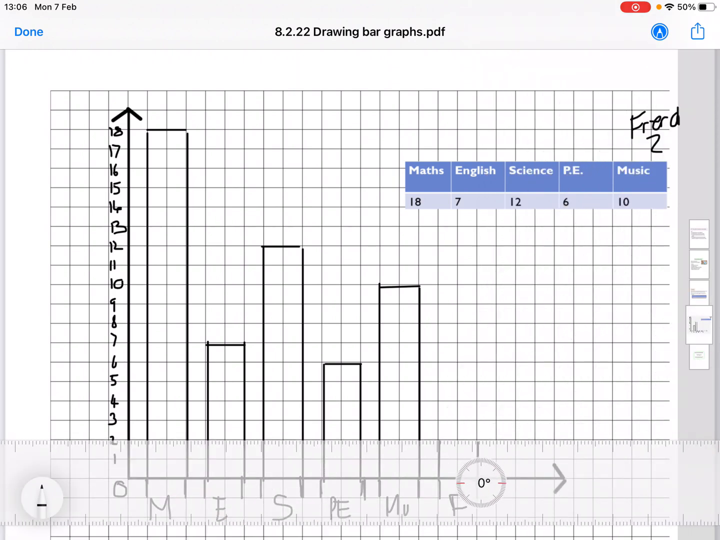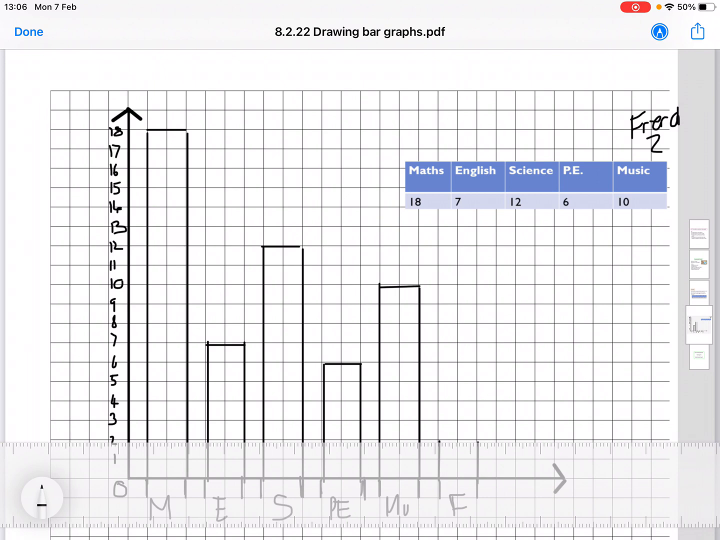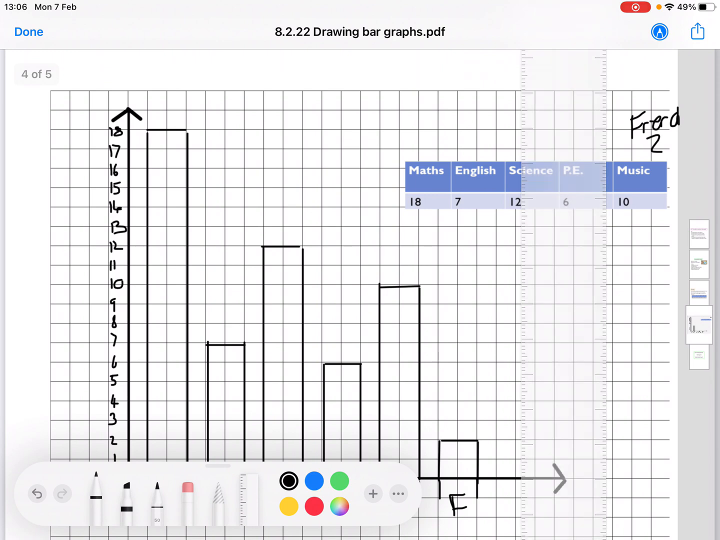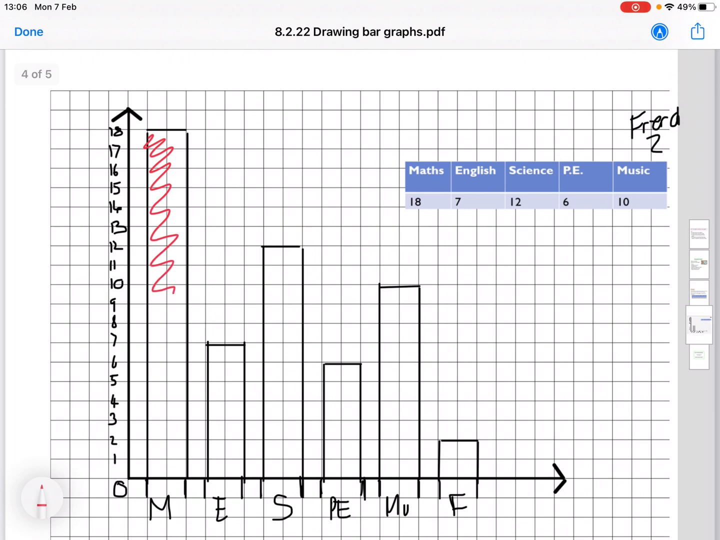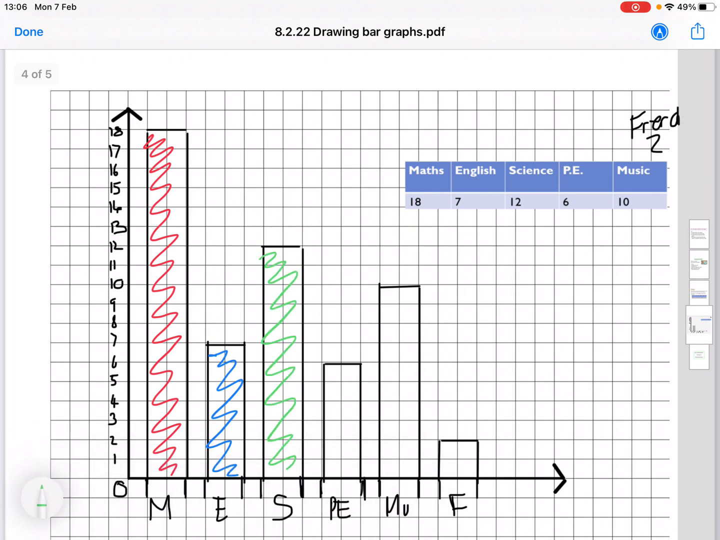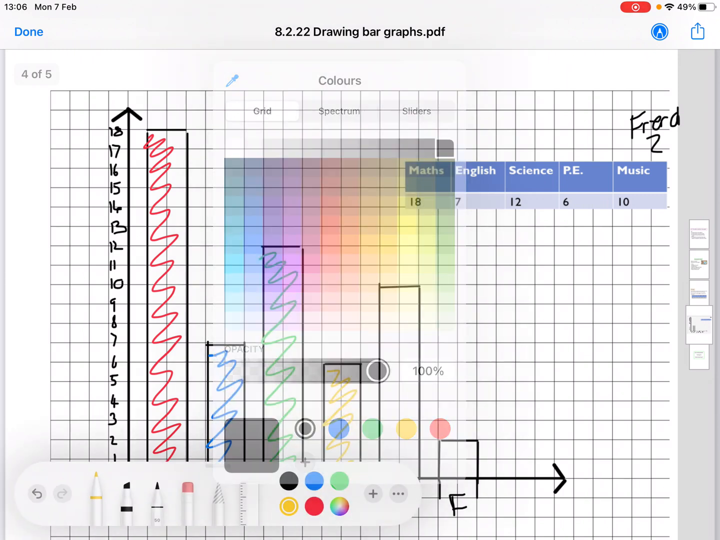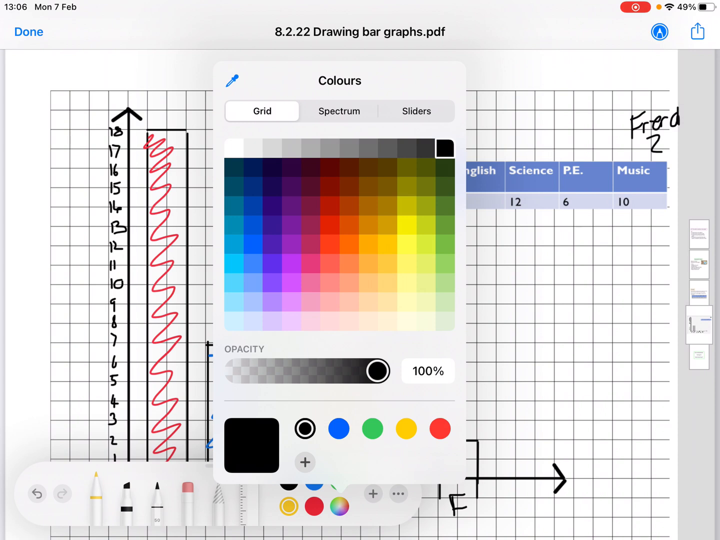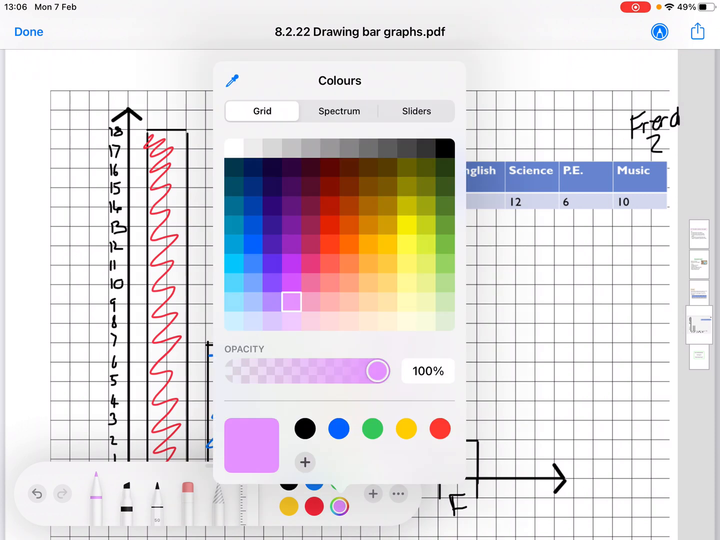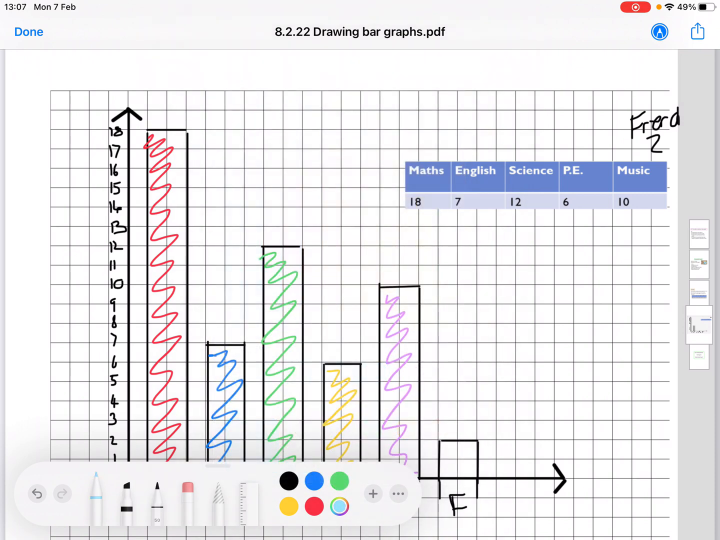Alright, if you had coloured pens or pencils, you could always colour in these bars to make them look nice if you want to. So, you know, you could colour this one in as red. I'll give these a wee colour just to make it look a bit nicer for you. So red, blue, green, yellow, let's do purple, and the last one, go for a nice light blue.